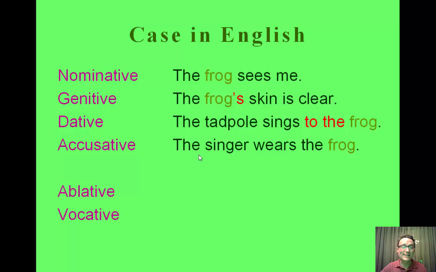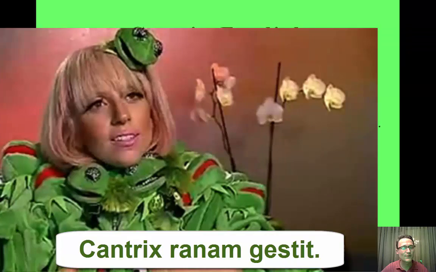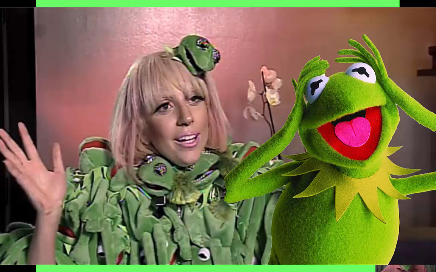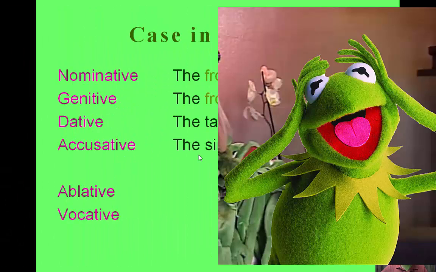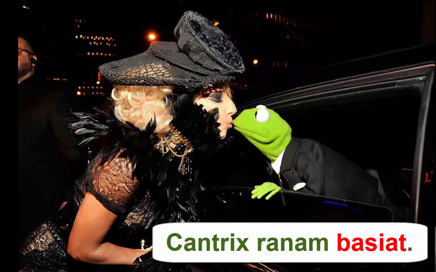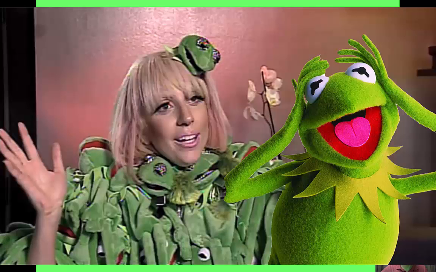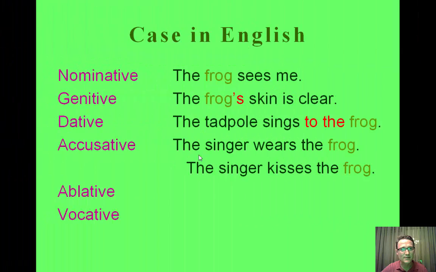The singer wears the frog. It's a little violent. The singer wears the frog. The singer is actually wearing the frog, as we see here, Lady Gaga wearing Kermit, but this might be a little bit too violent for you, so we're going to do something a little bit nicer. The singer kisses the frog. The singer kisses the frog. I think we can handle that a little bit better. In both sentences we see that the singer is the subject and frog is directly receiving the action, either being worn or being kissed. We like the second one better, and so does Kermit.